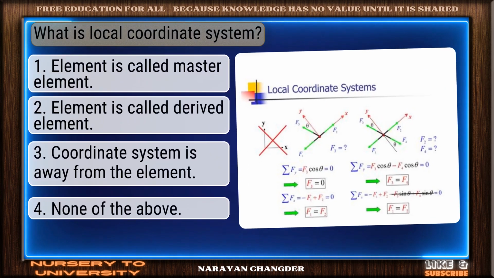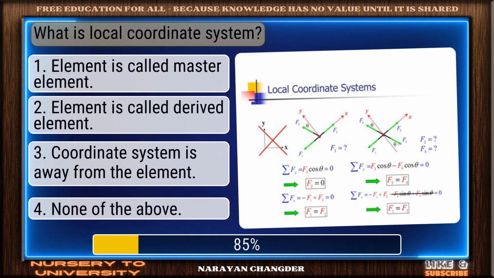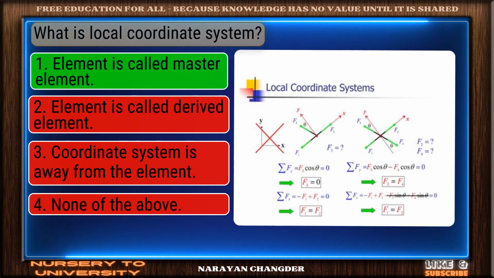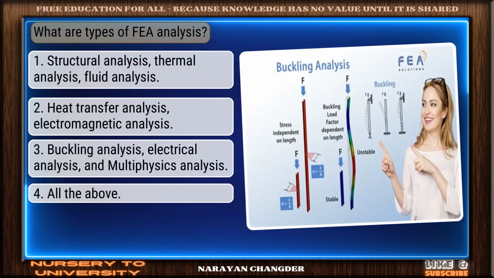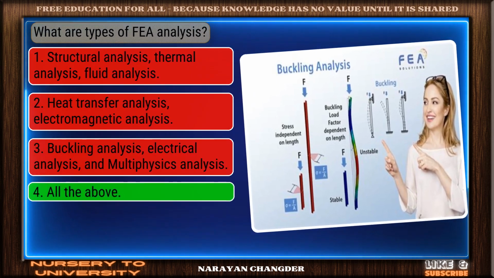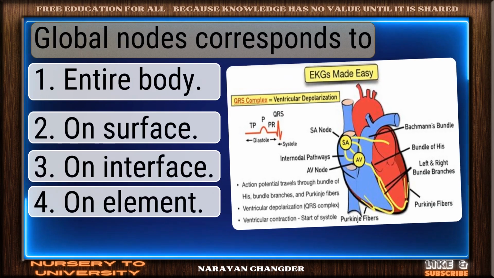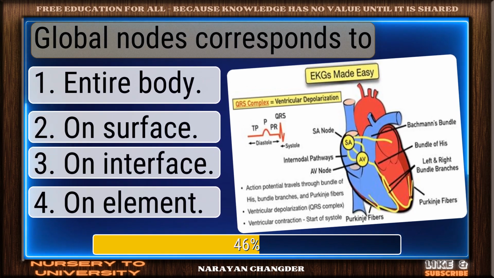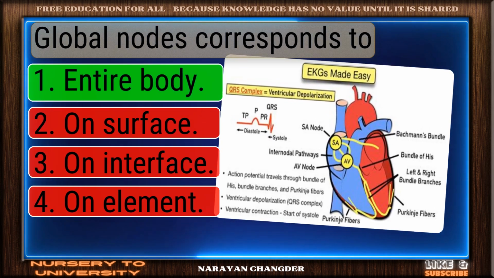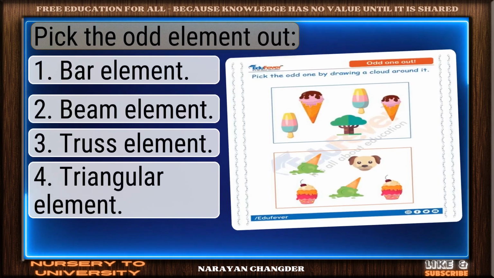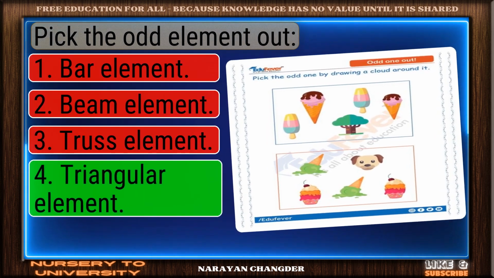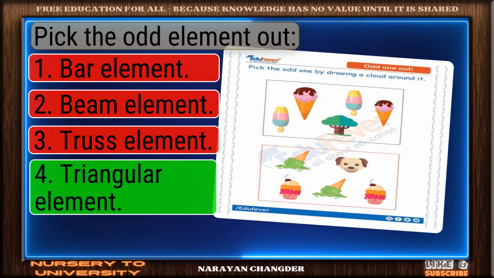What is a local coordinate system? Great job. Element is called master element is the accurate answer. What are the types of FEA? Valid point. All the above is true. Global nodes correspond to what? Clear logic. Your choice, entire body, is sound and 100% true. Pick the odd element out. Bravo! Triangular element is the answer.